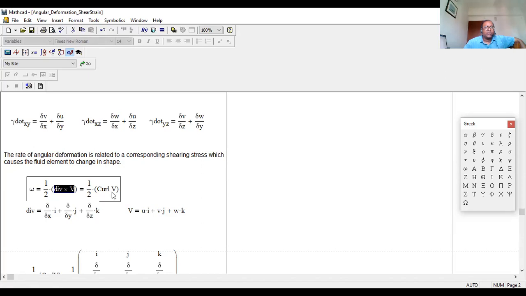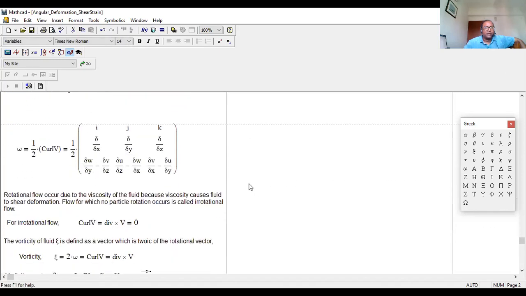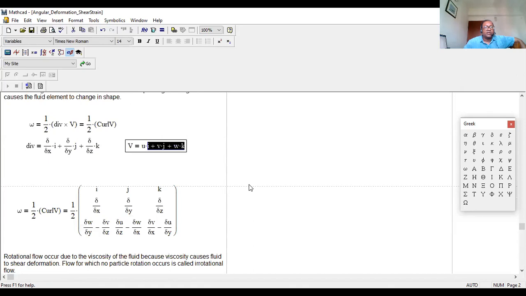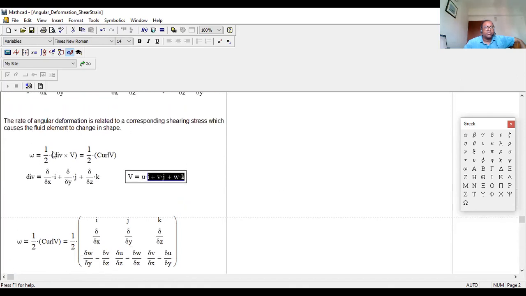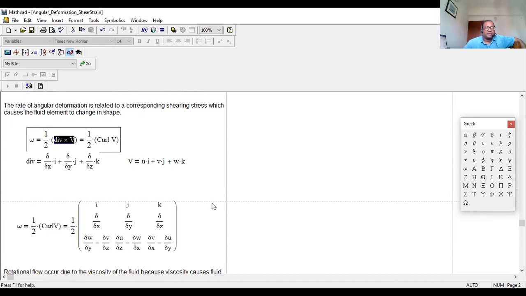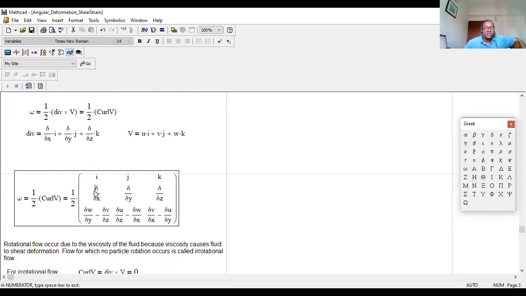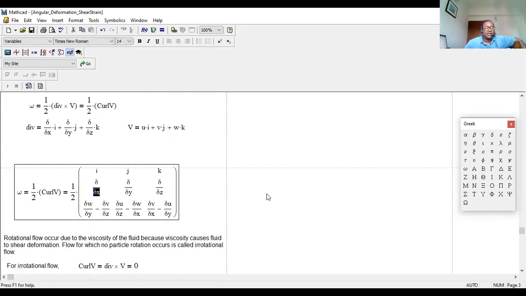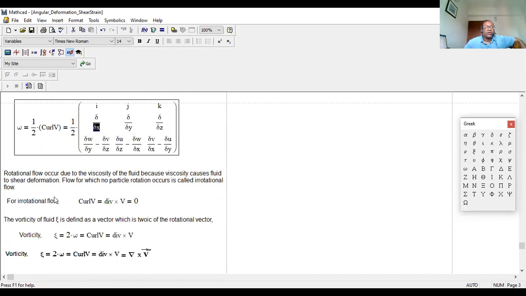Okay, and what is the del? This is the del and this is the V. If you take the cross product of these two, we get w equal to the divergence of V cross product. The cross product of V is called curl. And if you have a cross product, you still have a vector. Okay, write this one. So for rotational flow, what will happen?